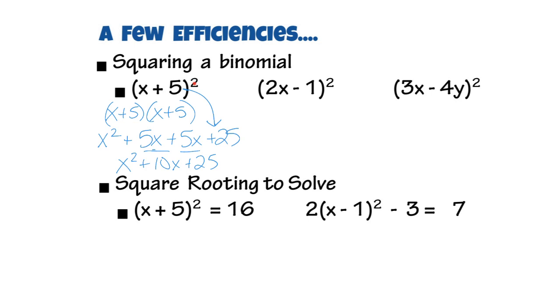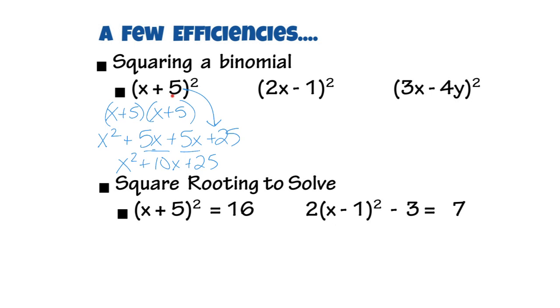Now, a lot of kids will go ahead and just do that. It's like they are distributing this, and they think you just get x squared plus 25. But you can see we don't. We have a middle term here that we can't ignore. That middle term comes from the outer and the inner. And since these are identical binomials, your outer and inner will always be the same thing.